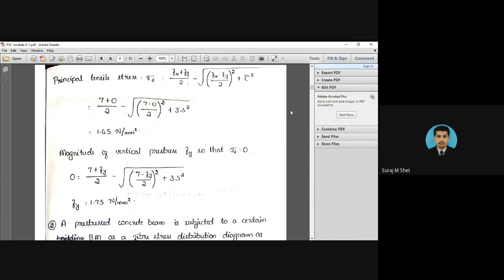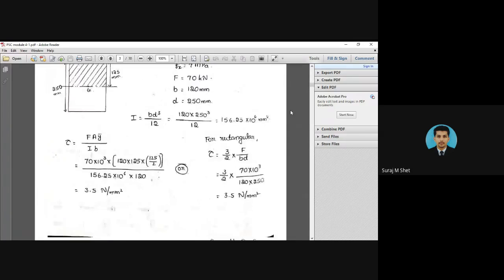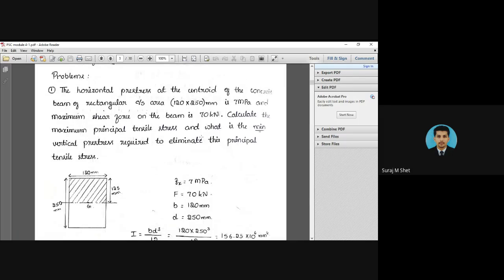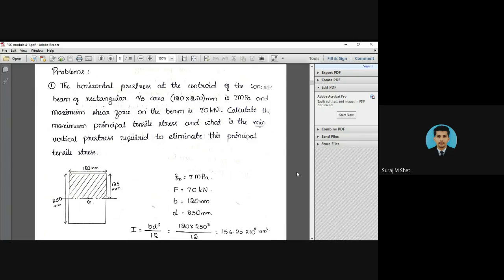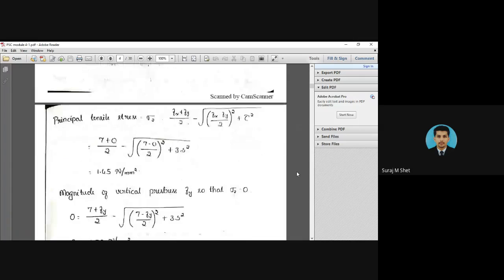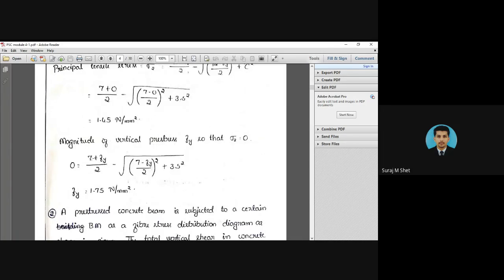So in that question, what they ask is, see here, again they ask, what is the minimum vertical pre-stress required to eliminate the principal tensile stress? So what is the condition to calculate the minimum vertical pre-stress? See here, this is the formula you already know. You already know the Fx value. You don't know the Fy value.